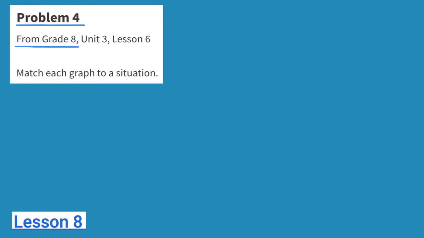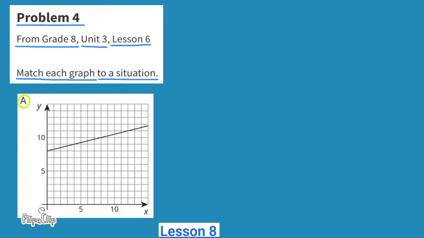Problem number 4 from 8th grade, Unit 3, Lesson 6. Match each graph to a situation. Graph A has a y-intercept of 8 and a slope of 1/4. So we have to find the situation that would have a y-intercept of 8 and or a slope of 1/4.